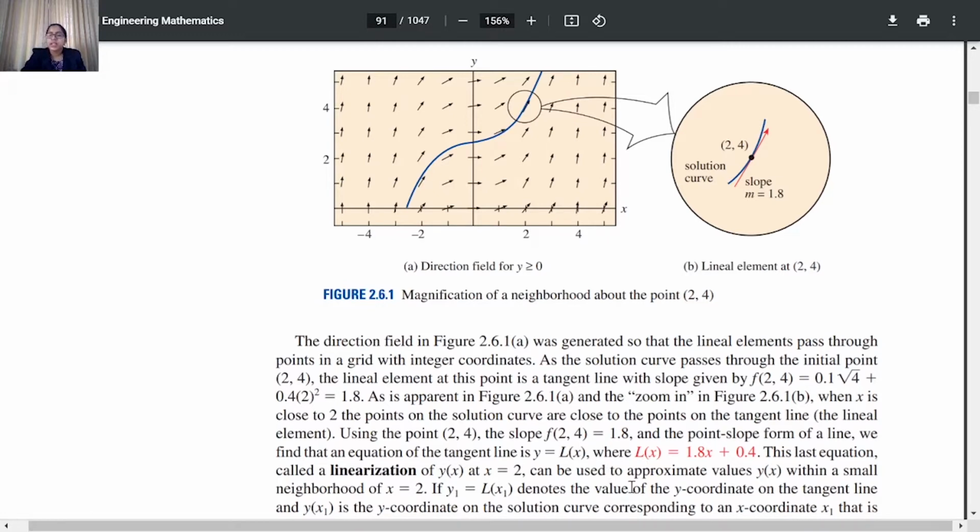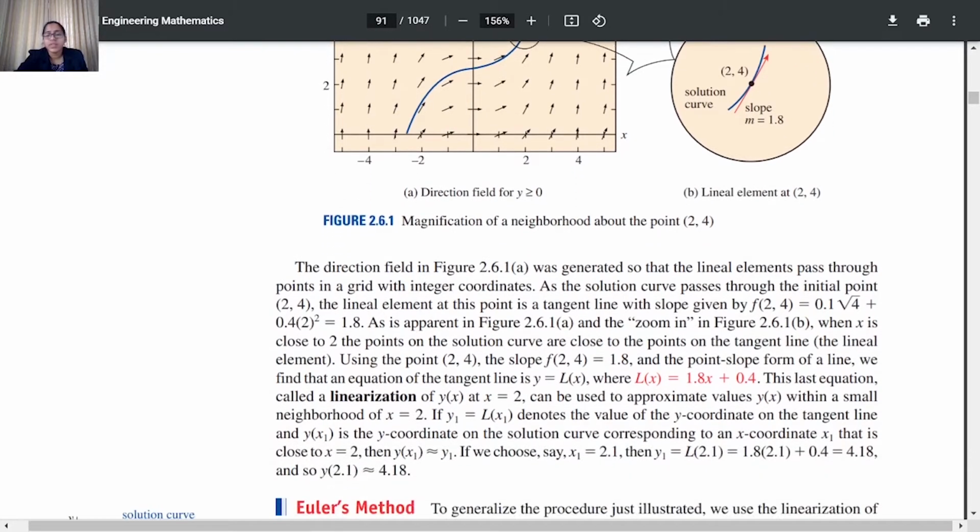Now similarly, this can be used to approximate values. If we consider a smaller neighborhood of the point 2, then we can find the value of L of 2.1. The approximation will be as such. Like this we can find the value of L of 2.5, which is the required value if you have to determine it. So I hope you have got a small picture of the linearization concept.